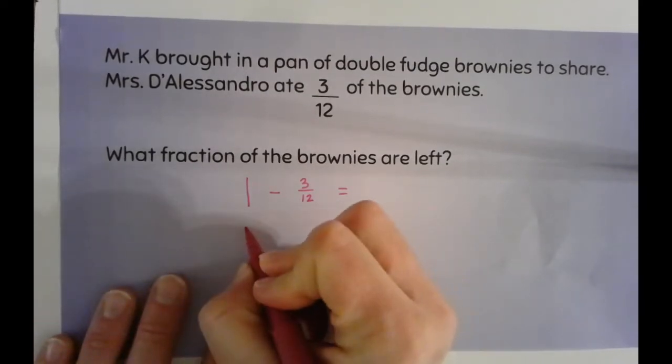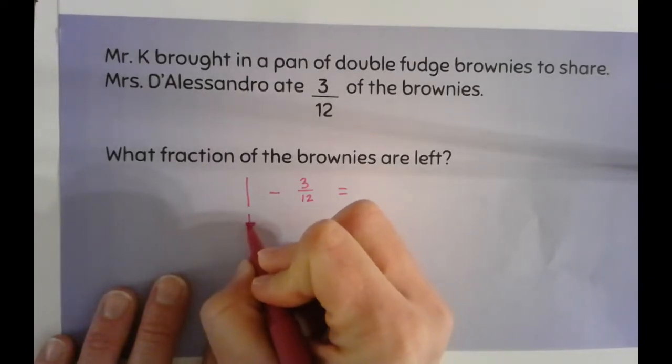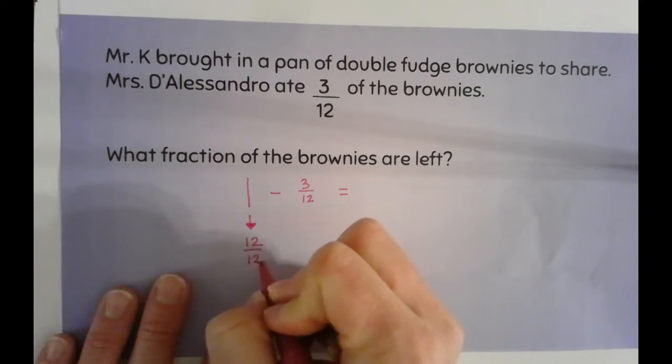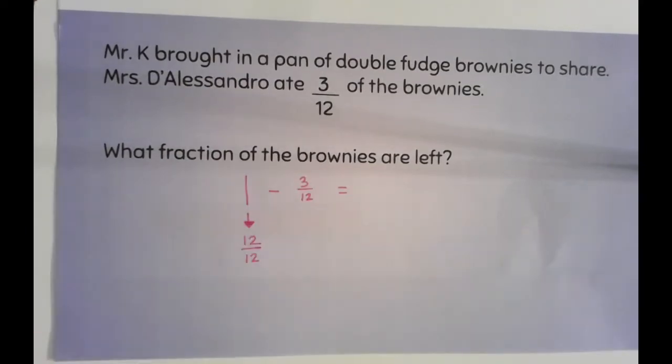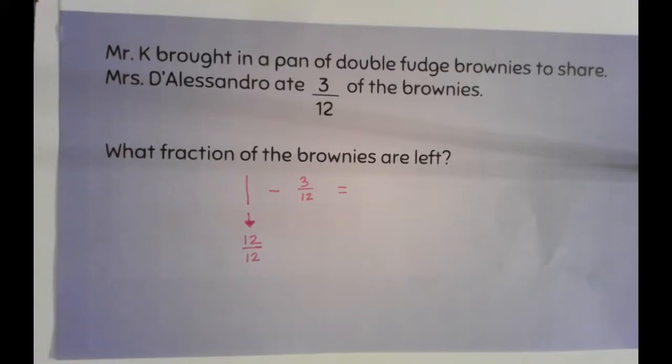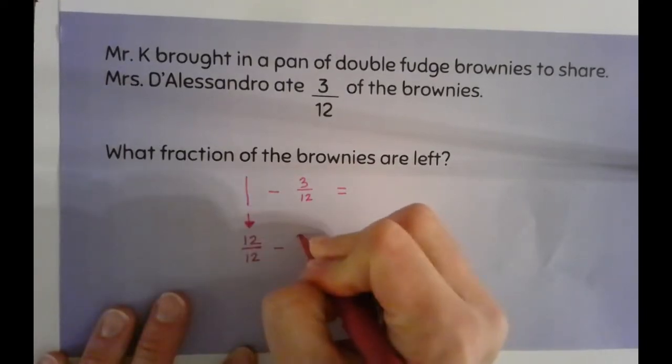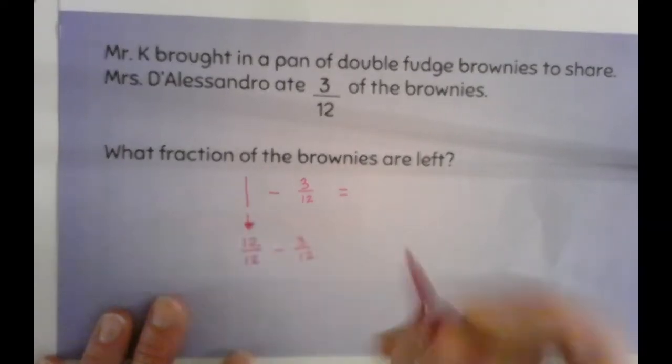So what we're going to do is we're going to change this one whole into 12/12. Because again, 12/12 is one whole. Imagine you have a brownie cut into 12 equal pieces, and all 12 pieces are still there. You have 12/12. You have the whole pan of brownies. So one whole is the same as 12/12. Now I can subtract 3/12 from that.